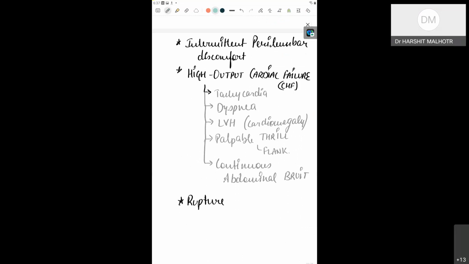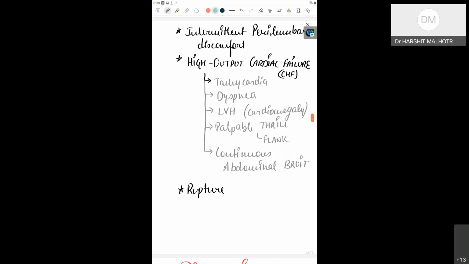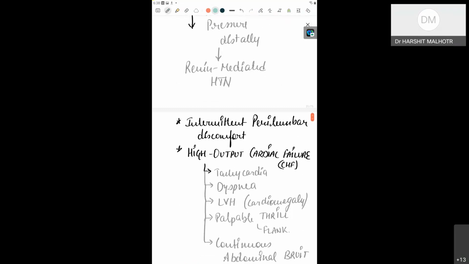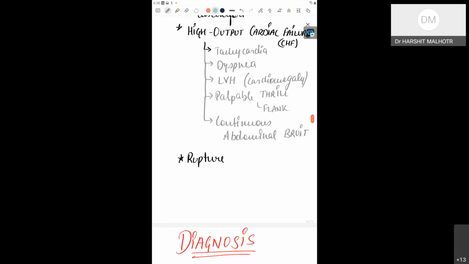As with all AV fistulas, high output cardiac failure can be there, and the patient usually presents with tachycardia, palpitations, and dyspnea. On clinical examination, we see a palpable thrill in the flank and a continuous abdominal bruit on either side of the umbilicus, and on an echo or chest X-ray we can see cardiomegaly, typically left ventricular hypertrophy. Rarely it can rupture, and as in any renal arterial rupture, it leads to an emergency. The patient presents with an acute abdomen emergency.